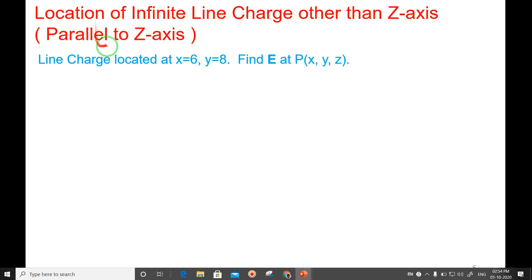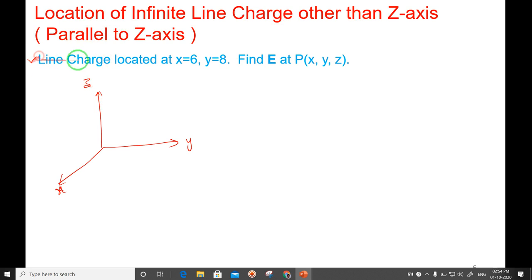Next, the derivation is over. One more concept we have to understand. I will draw the diagram and then explain. X-axis, y-axis and z-axis. In the previous derivation, the line charge was placed along the z-axis. But here, we are placing the infinite line charge parallel to the z-axis, somewhere here, or here, anywhere. So we will try to locate where it is exactly: the location of an infinite line charge not on the z-axis, but parallel to it.